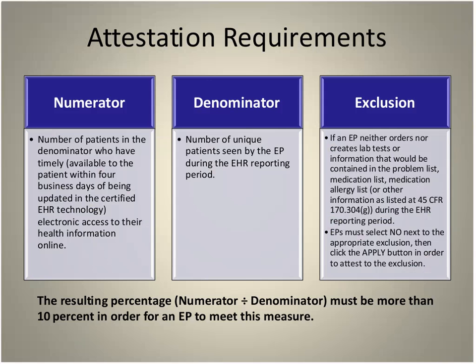The denominator are those unique patients seen by that particular eligible provider during the EHR reporting period. Numerator is the number of those patients who have timely, within 4 days of information being updated, electronic access to their health information online. And so this only has to be for 10% of those patients.